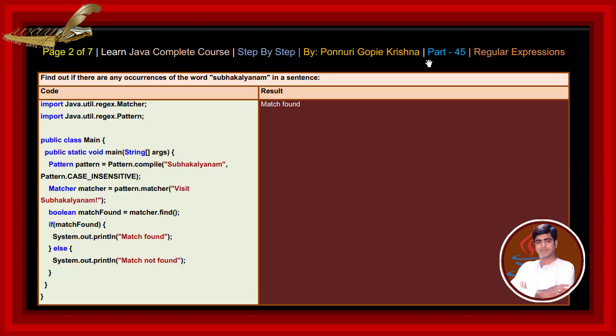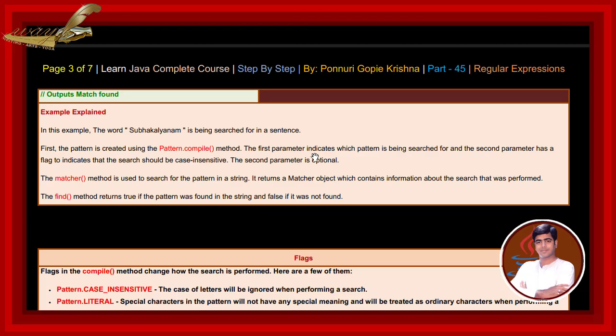See the example. Find out if there are any occurrences of the word Sopakalyanam in a sentence. If you write and execute this code, the output result returns "Match found", because Sopakalyanam already existed. Example explained. In this example, the word Sopakalyanam is being searched for in a sentence.